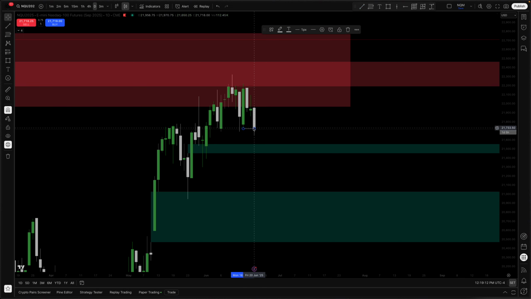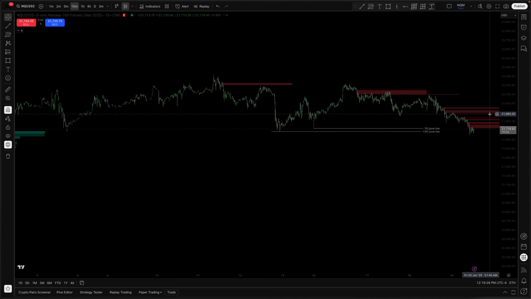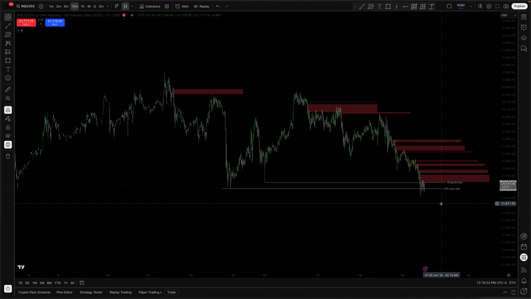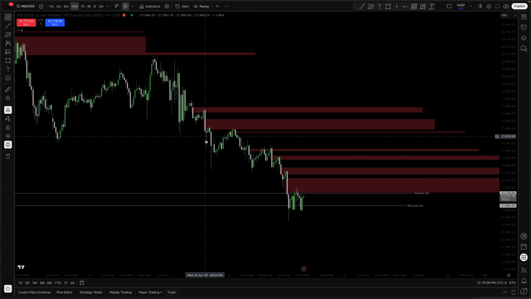So this was, what is this? 16th June low, right? And this was 13th June low. Now look, you see how price was moving with a motive till it got to this point, and then it's just doing nothing at all. You see these, it goes down, back to fair value gap, back to fair value gap, back to fair value gap, and then this is the motive for today.